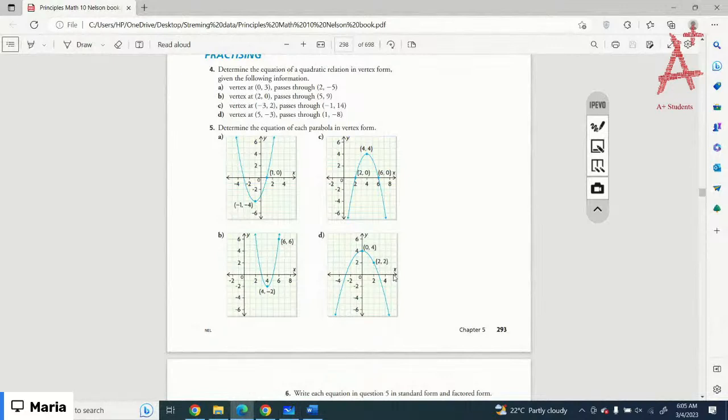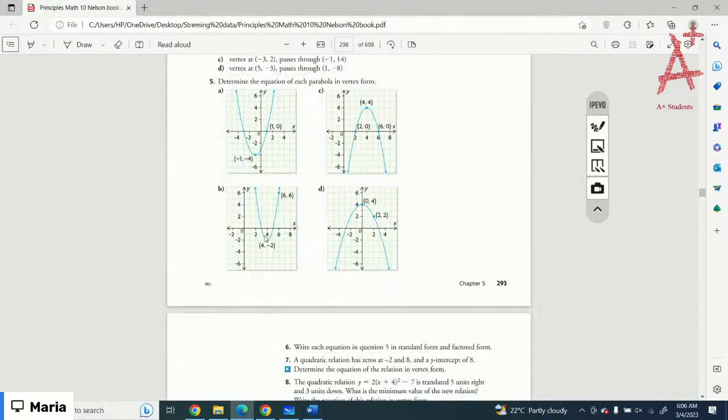Determine the equation of the parabola. Here you are given the vertex and one of the points the parabola passes through. That is exactly the same as what we did in question number 4. Got it? Let's do question 5D. The vertex is 0, 4. The point it passes through is 2, 2.